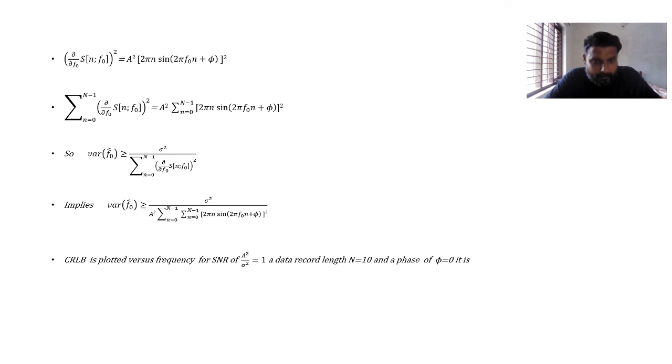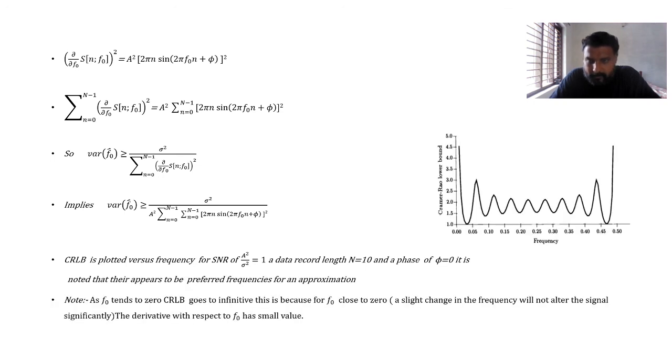Okay, so here the CRLB is plotted with respect to frequency for a signal to noise ratio of A² by σ² equal to 1, a data record of length N equal to 10, and phase φ equal to 0. So the plot is just like this one. You can see that this is a plot of the Cramer-Rao lower bound with respect to frequency. Here I have taken A² by σ² equal to 1 with N equal to 10. This is the figure that I have taken directly from the textbook for φ equal to 0.